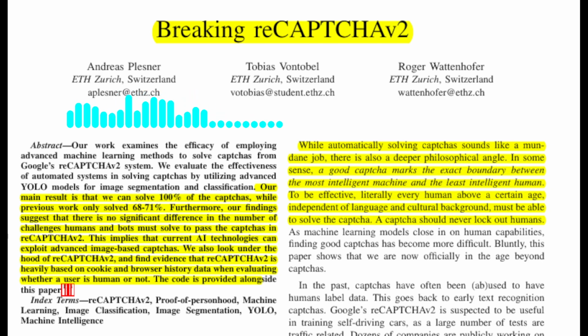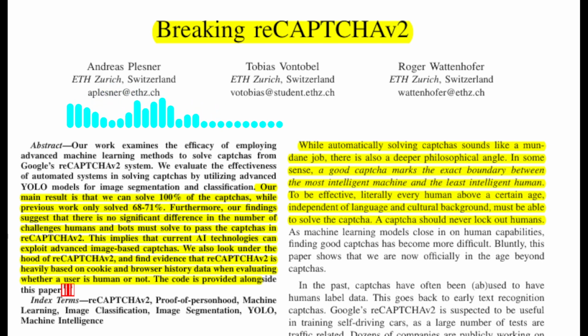The authors leveraged the power of YOLO models, specifically for image segmentation and classification, to tackle the various challenge types presented by reCAPTCHAv2. Their approach seems to be quite effective, but it's important to consider the limitations and potential implications of such a breakthrough. Let's delve into the technical details. Can you explain how the authors utilize YOLO models to solve the different CAPTCHA challenge types?